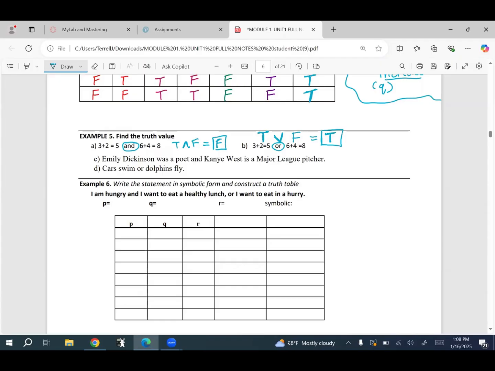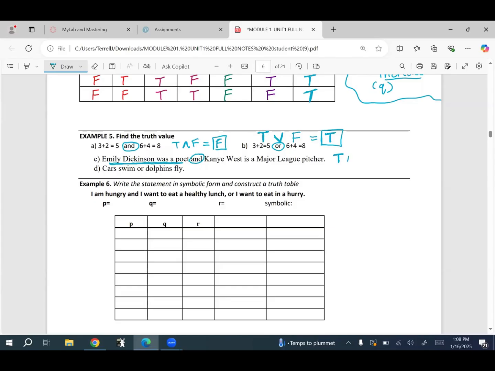We have time, so let's look at C and D. Now, this is a proposition written in words, right? So it says Emily Dickinson was a poet and Kanye West is a major league pitcher. So these are two separate propositions connected by the word and. So I'm going to assign a truth value to this. Emily Dickinson was a poet. That is true. This person is a poet or was a poet.